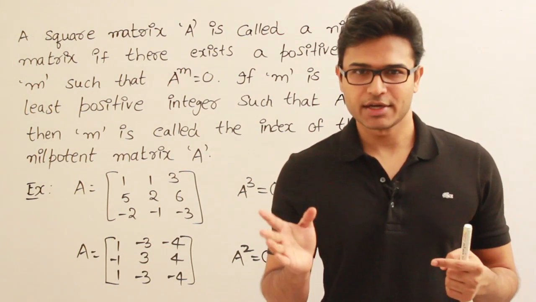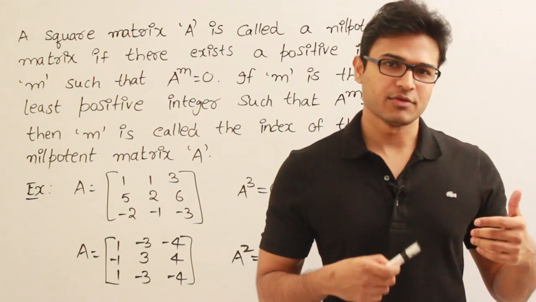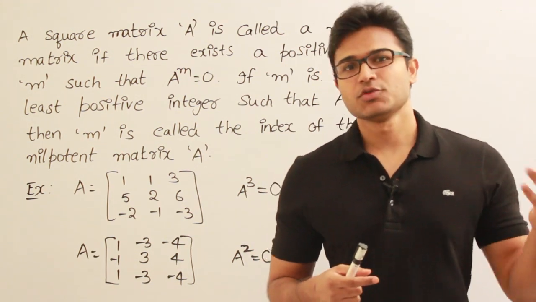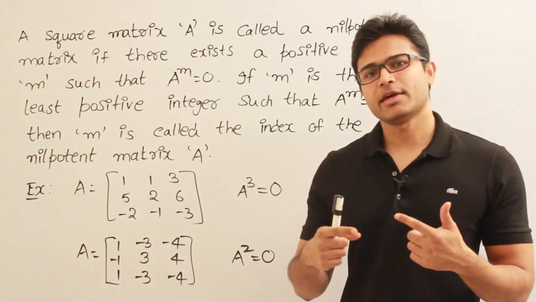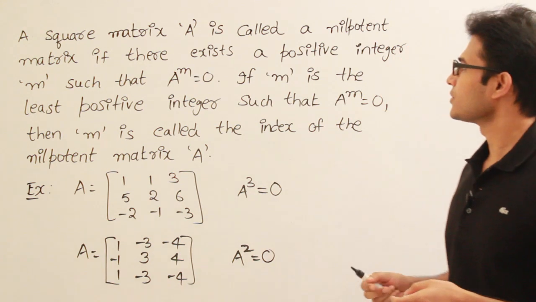I mean, in case you get null. See, it is not a rule that every matrix is going to become null if you keep on multiplying with itself, but if a matrix happens to become null when you keep on multiplying with itself, then such a matrix is called a nilpotent matrix, okay?